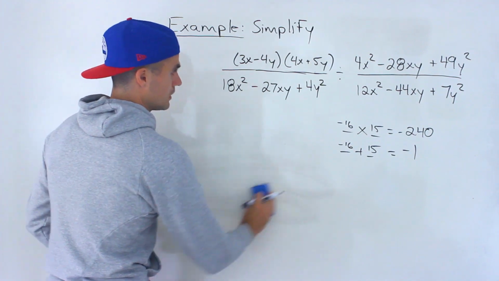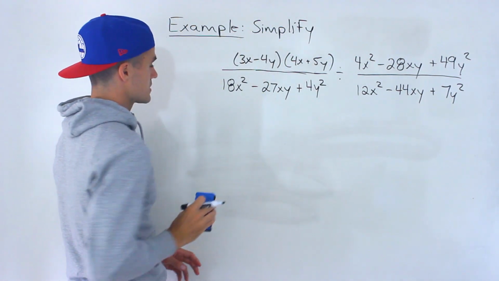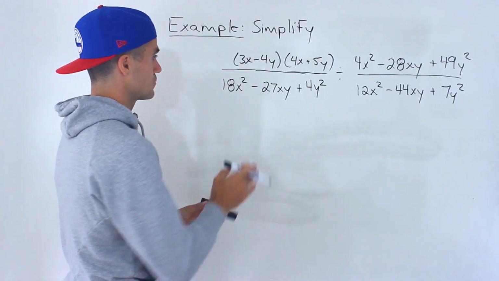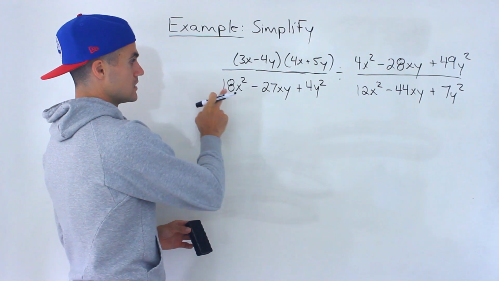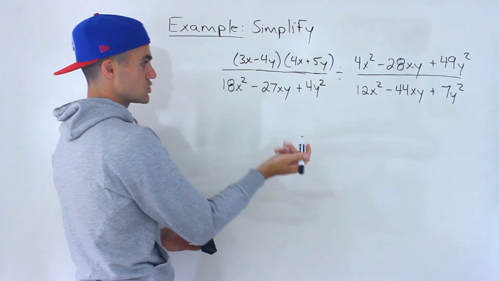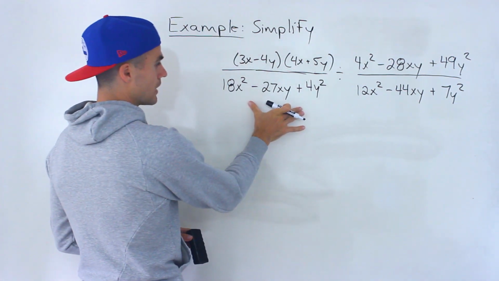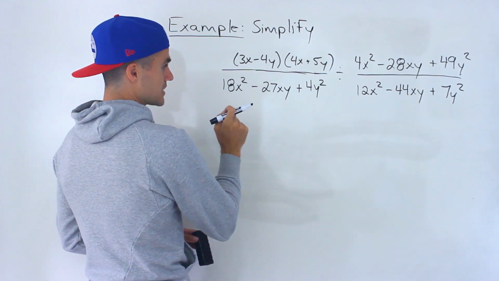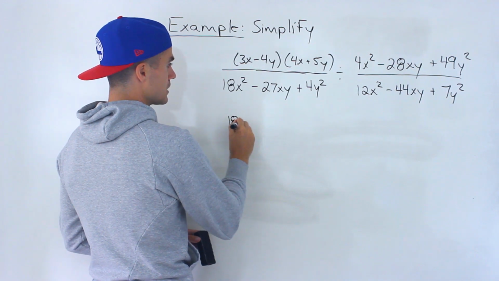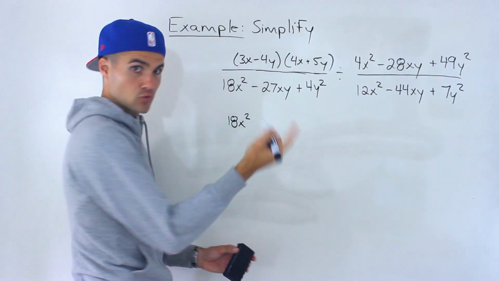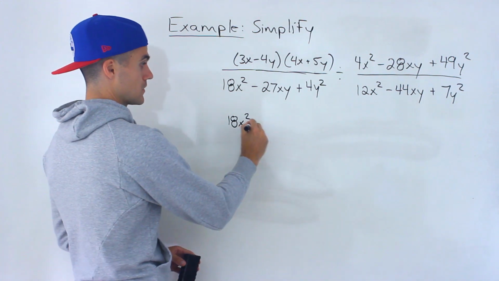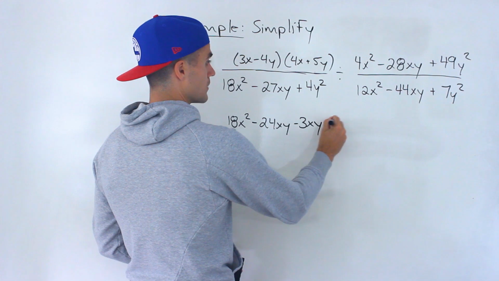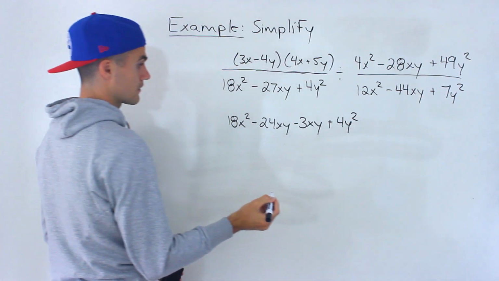So here, this denominator, we got 18x squared minus 27xy plus 4y squared. We would multiply the a and the c, so 18 times 4 is 72. What two numbers multiply to 72 and add up to negative 27? Well, that would be negative 24 and negative 3. So we'd have minus 24xy minus 3xy plus 4y squared, like that.